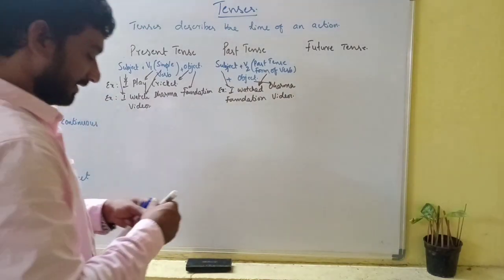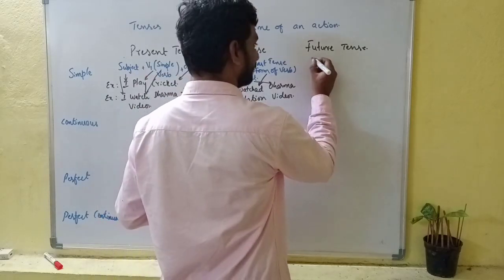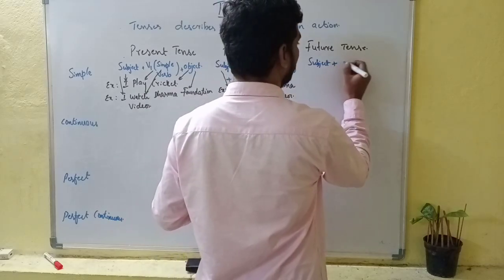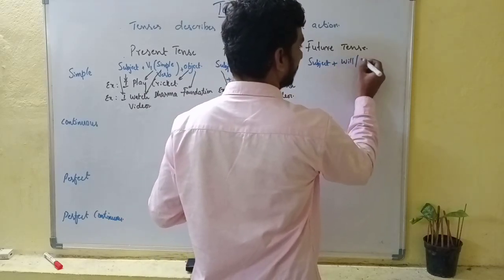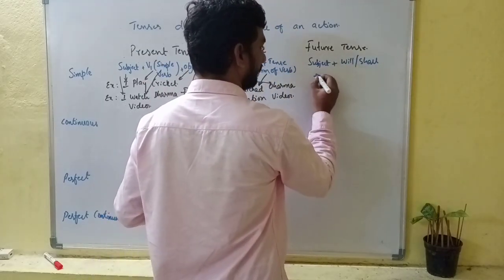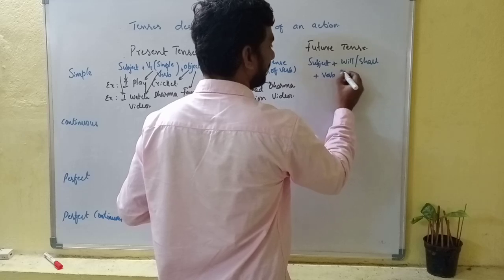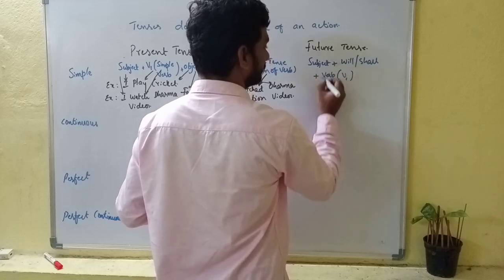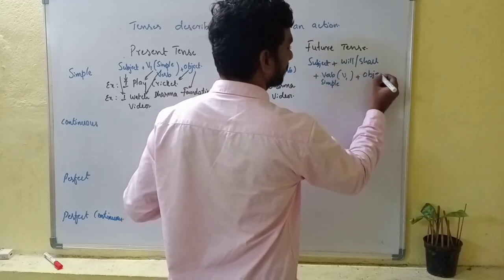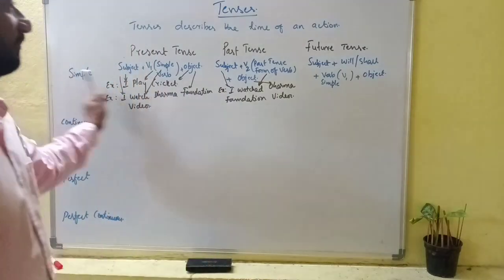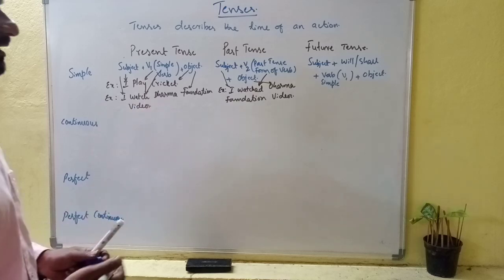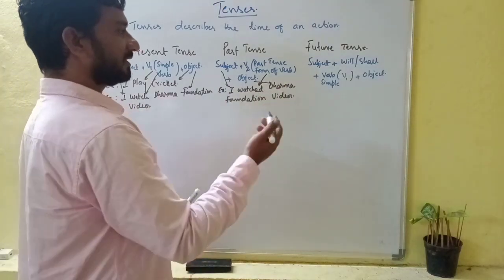In the future tense, the structure will be like this. You will have one subject, one extra word, that is connecting word, will or shall, plus verb, simple verb, V1 form, plus object. So the simple future tense structure will be like this: subject plus will or shall plus verb V1 form plus object.